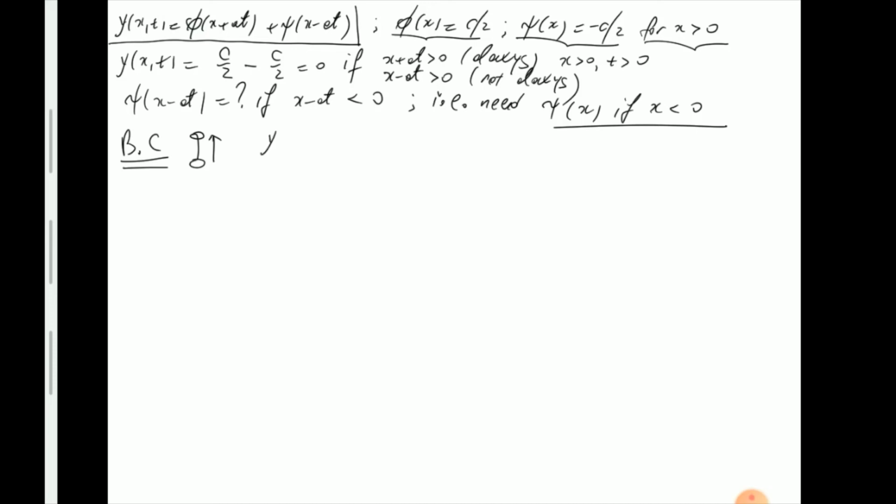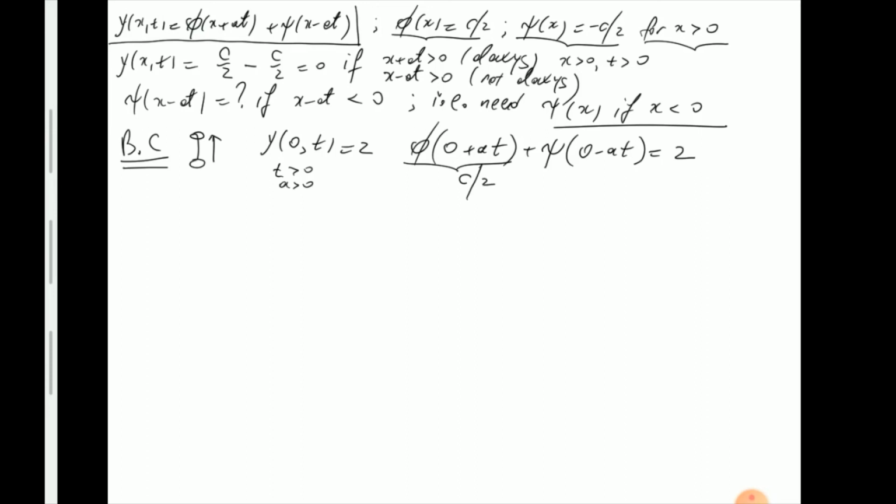So that means the condition was y of 0, t equals 2. Now plugging this into the general solution, we have phi of 0 plus at, now you replace x with 0, plus psi of 0 minus at, and this should be 2. Notice again that since t is greater than 0 and a is greater than 0, phi of at is again that constant. If you get this by itself, we have that psi of minus at equals 2 minus c over 2.